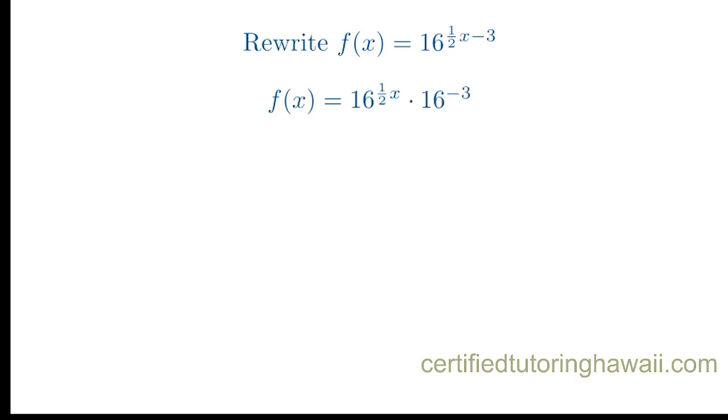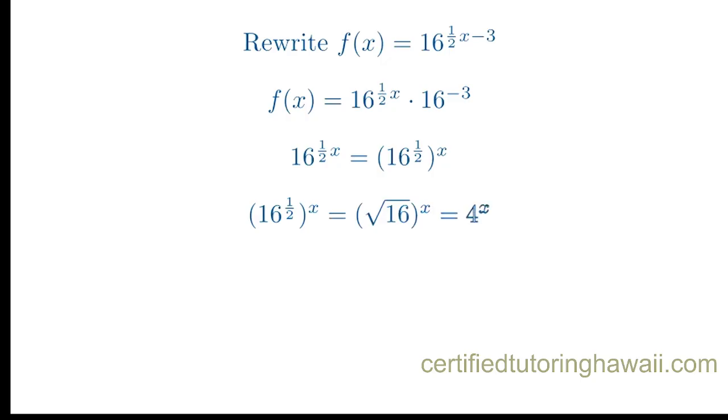Let's start with 16 to the power of 1/2 x. We can use the power property to change the base. 16 to the 1/2 x is the same as the quantity 16 to the 1/2, all raised to the x. And 16 to the power of 1/2 is the square root of 16, which is 4. So the first term simplifies to 4 to the x.